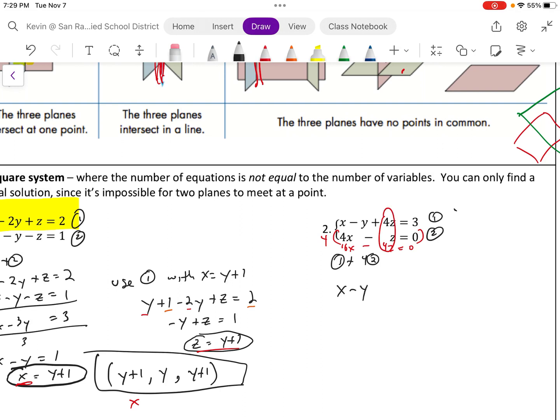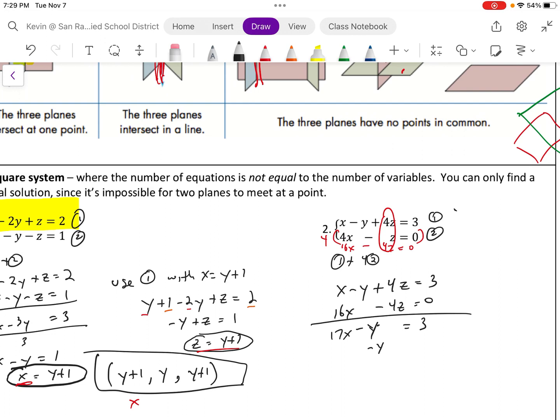So I would go x minus y plus 4z equals 3. And then what I just said, 16x. There is no y value. So it's going to be minus 4z equals 0. That gives me 17x minus y equals 3. So I'm going to solve this for y.